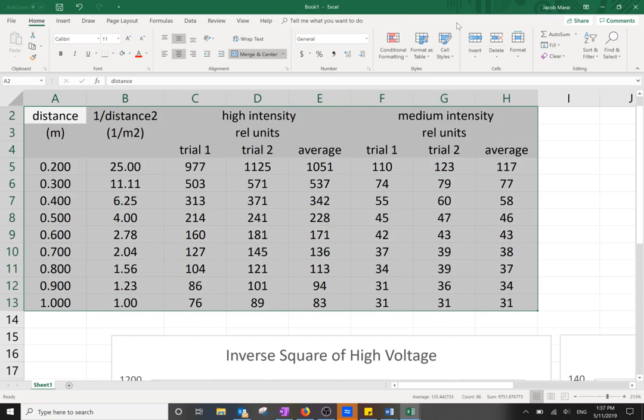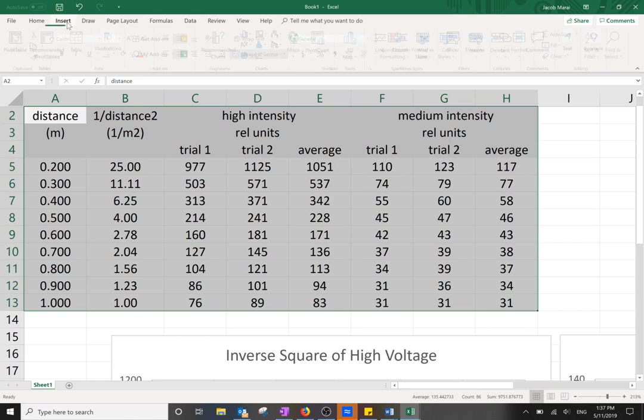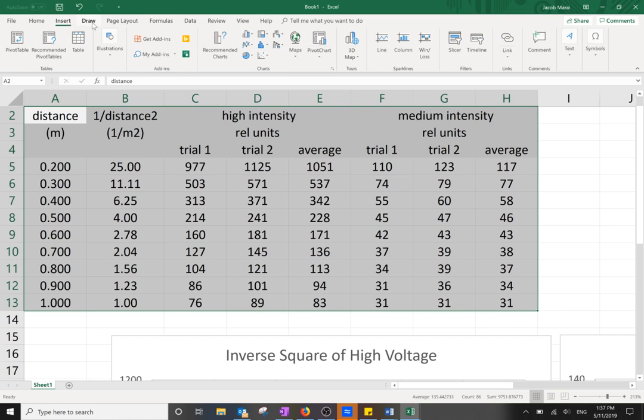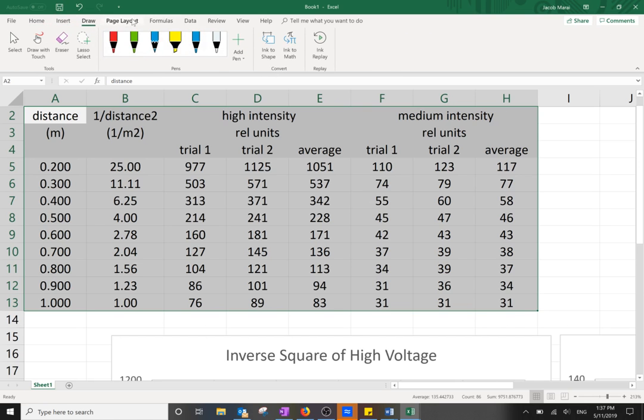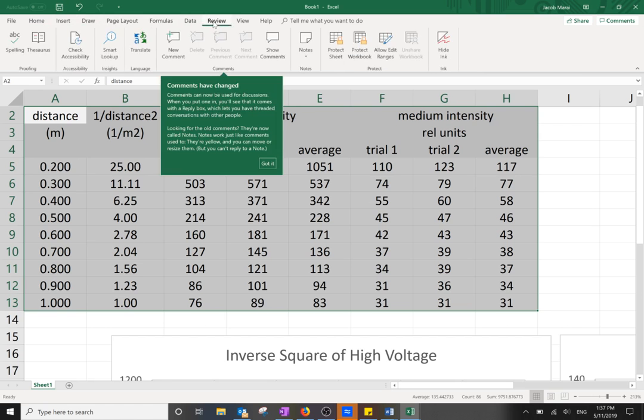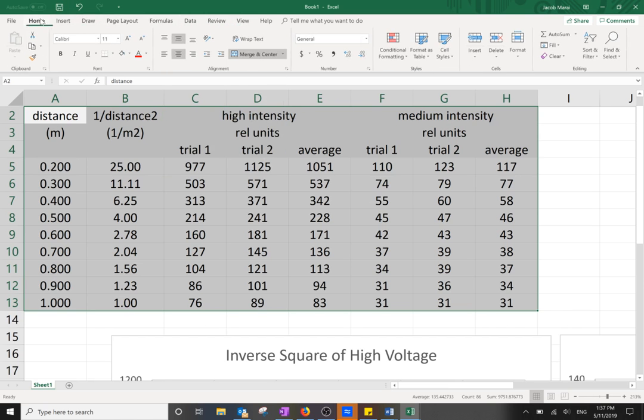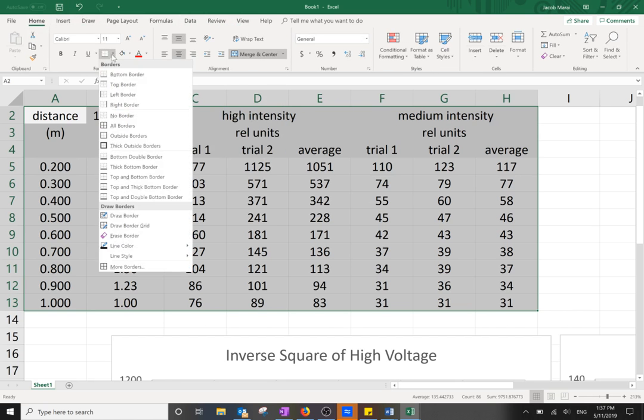And then highlight them all, and we're going to go borders. Where is it? Where's my borders? Insert... No. Draw. No. Oh my gosh. Where's my borders? There it is there. Borders. Sorry. Okay, I got lost.